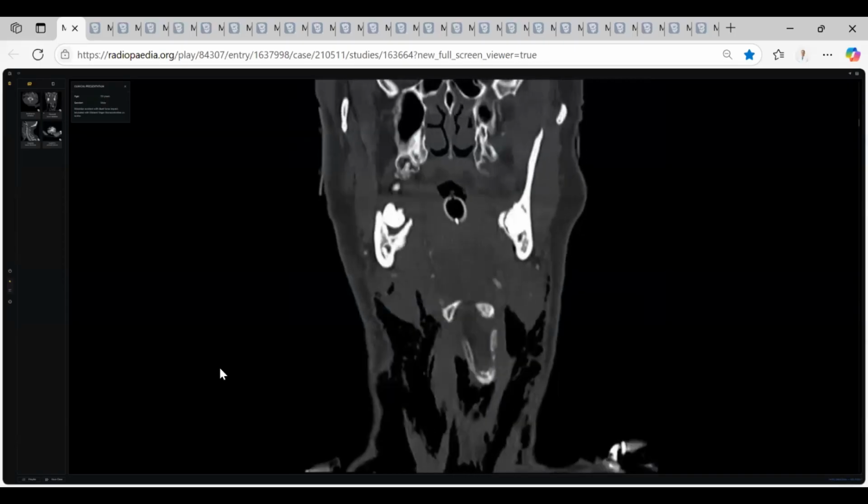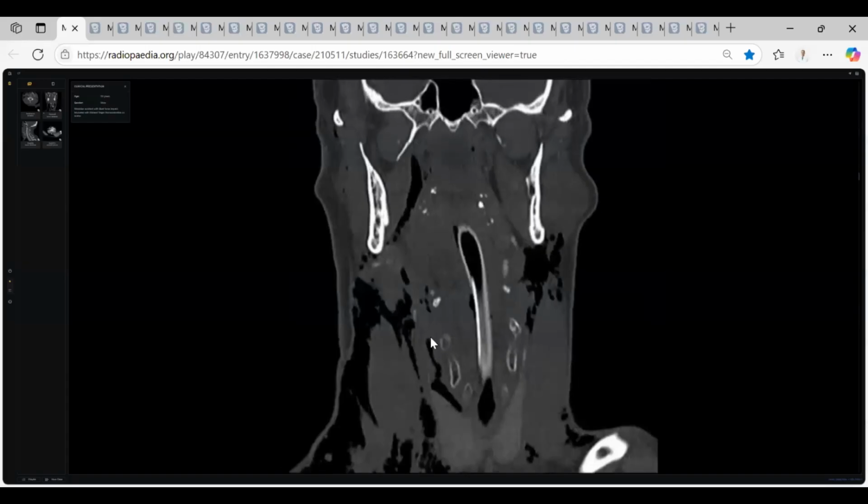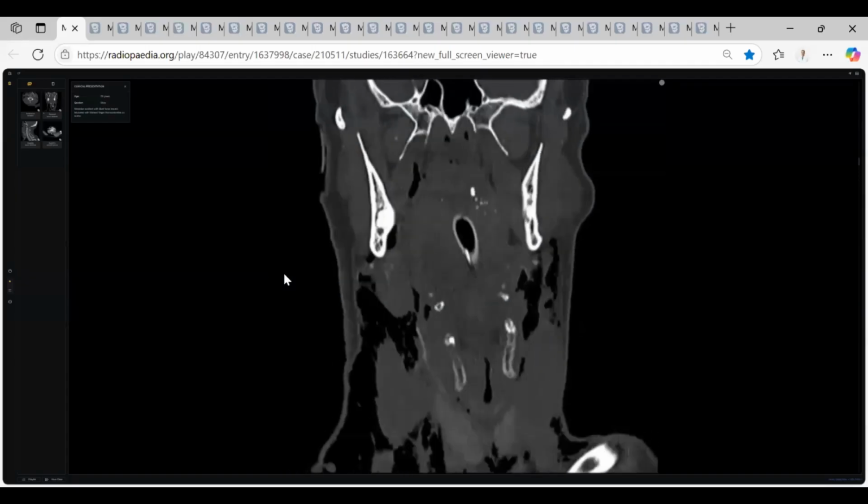Also, there is extensive surgical emphysema of the neck. Look here, my colleagues, at these foreign bodies. There are multiple foreign bodies.